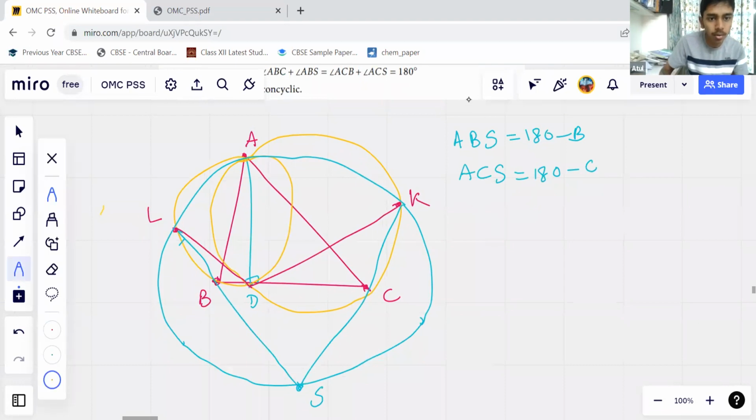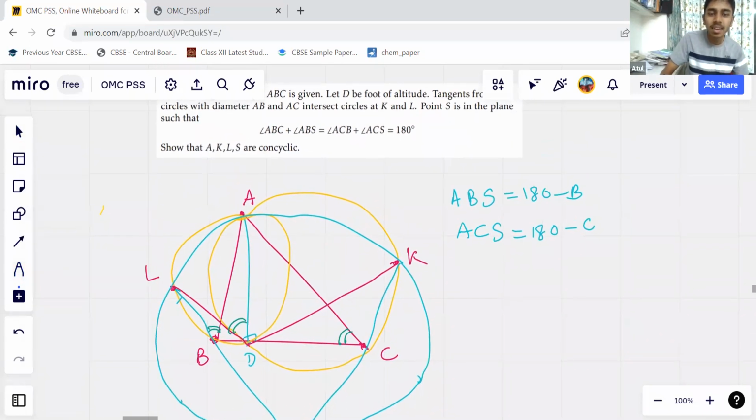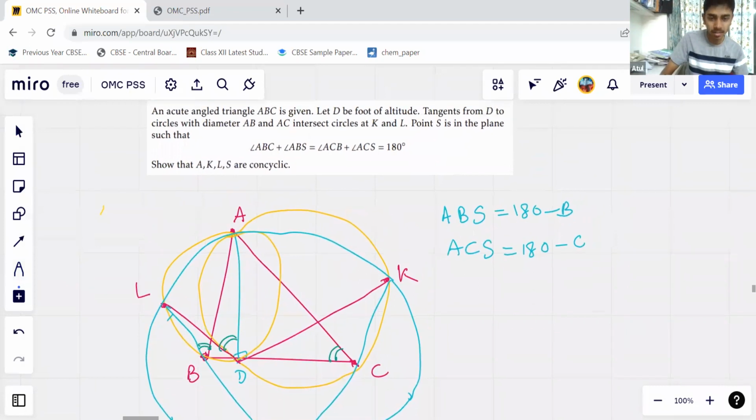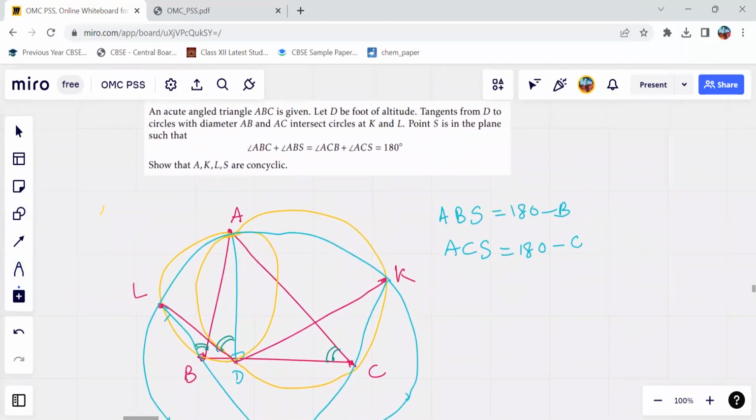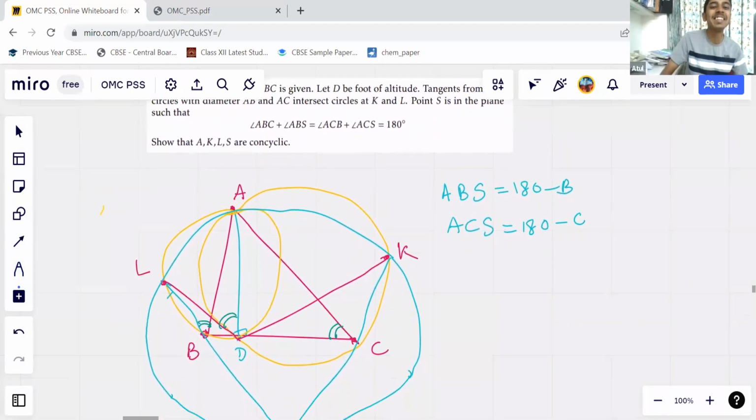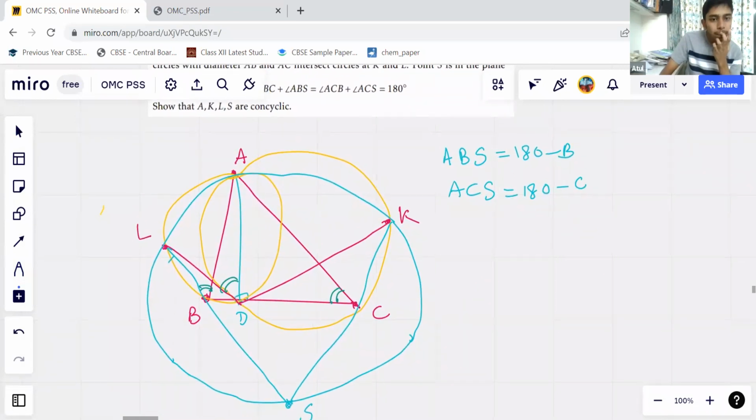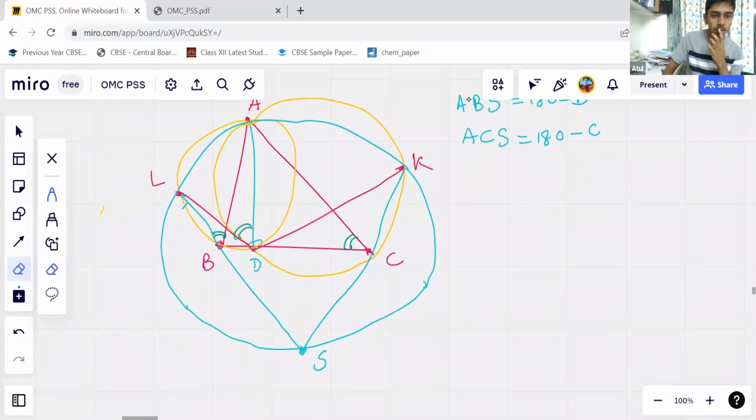Okay, let's just look at what angles we get. So I need a new color, green. Because of the tangency, we have this equals this. That's angle C and ABL. So indeed, ABS is 180 minus angle C. Wait, that's the wrong angle condition. Yeah, that's unfortunate. No, okay, all hope is not lost.